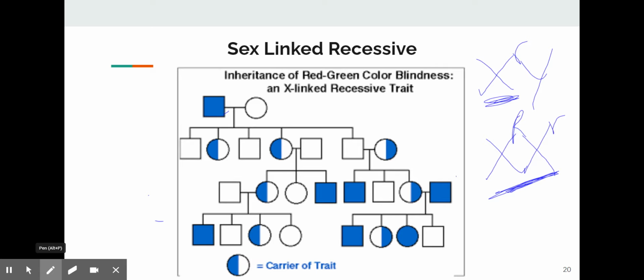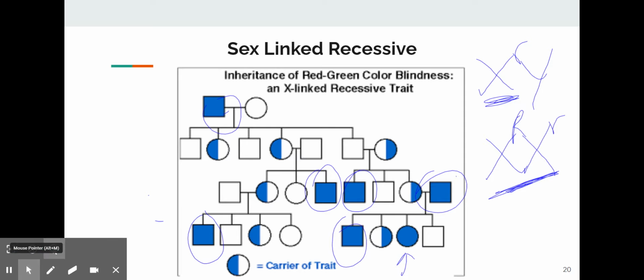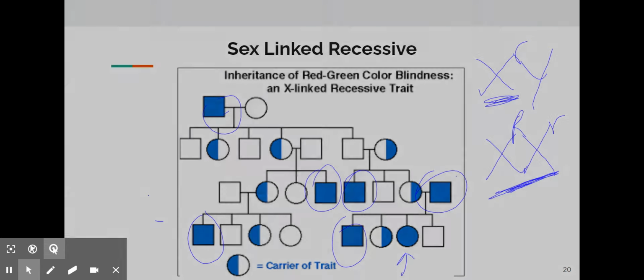All right. So in this, you notice right away that we have 6 affected males, but only one affected female. And that is a big hint that this must be a sex-linked disorder.